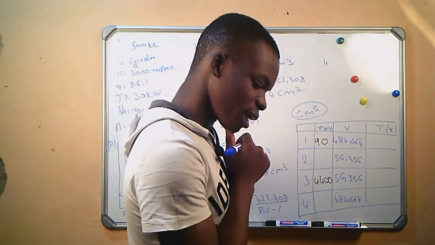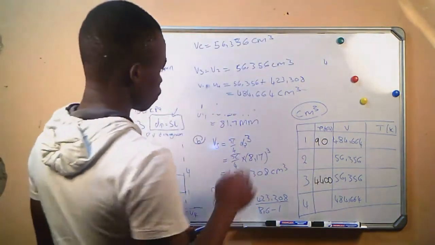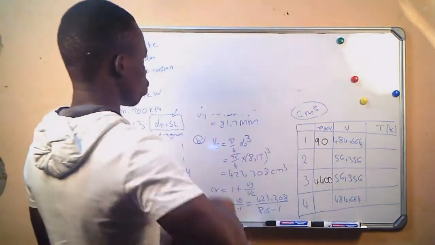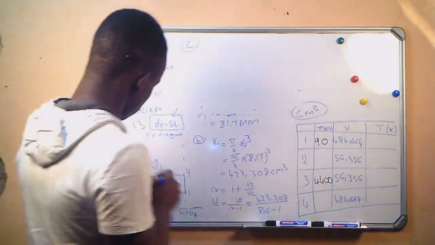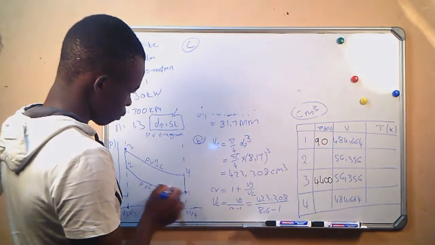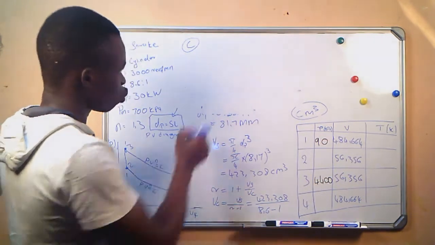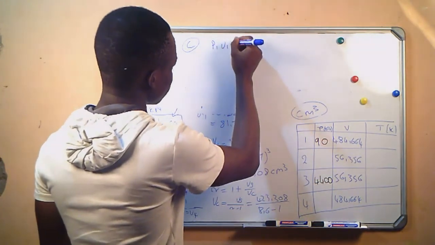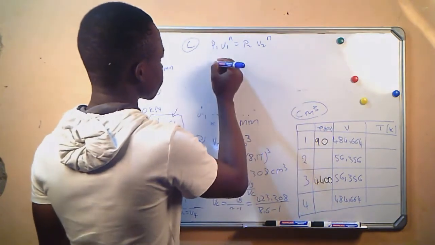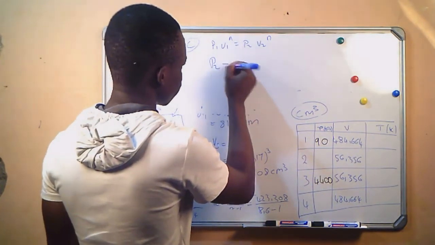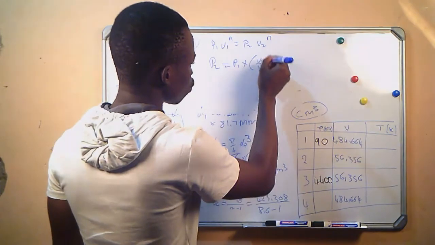They say calculate the pressure after compression, which is P2, and after expansion, which is P4. Let's erase this. It's question number C. We are going to start with P2. We're going to use the information between point 1 and point 2, which will be P1 V1 equals P2 V2 raised to n. We are looking for P2, so we make it the subject of the formula, which will give us P1 times V1 divided by V2 raised to n.